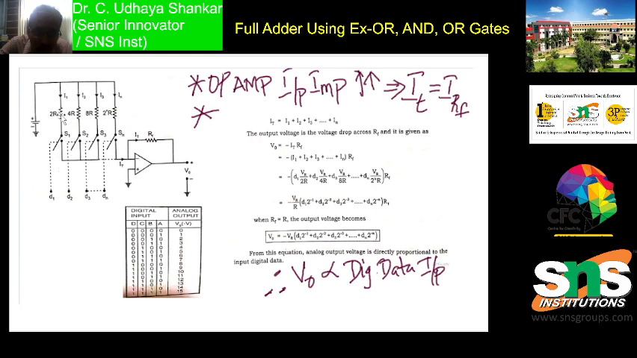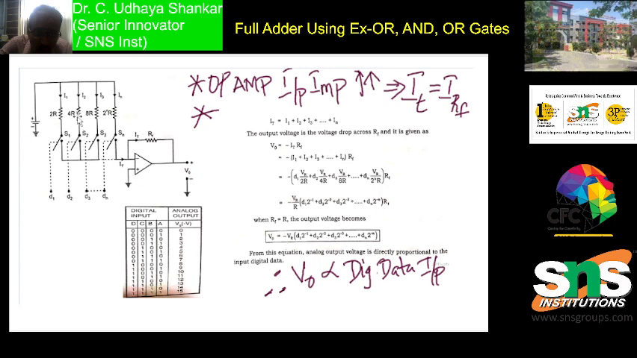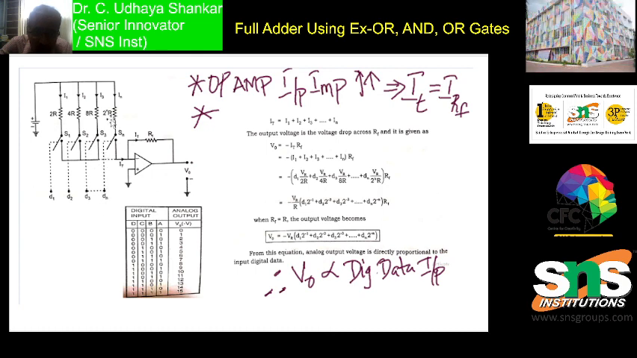So here you can see that for example for D1, if D1 switches on, it has a resistance of 2R. Similarly, if D2 switches on, it has a resistance of 4R. Similarly, if D3 switches on, it has a resistance of 8R. Similarly, if Dn switches on, it has a resistance of 2 power n R.